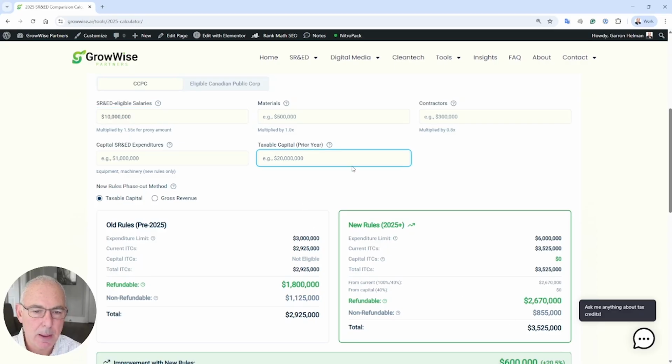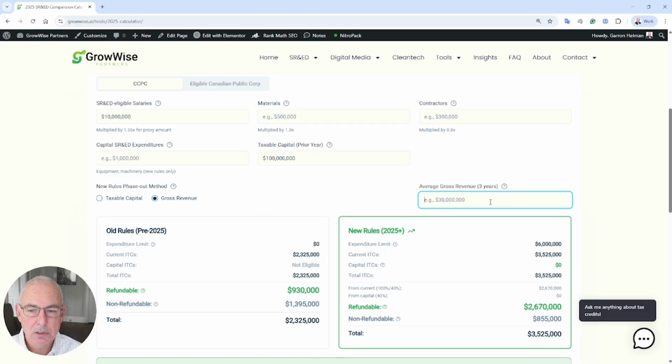So let's look what happens at the taxable capital phase out under the old rules. And let's put in a big number here of $100 million. What this means is that at $100 million for a CCPC, we have the non-refundable portion increasing. That is similar for the new calculations. However, you can select in the new calculation to use your average revenue over the last 3 years.